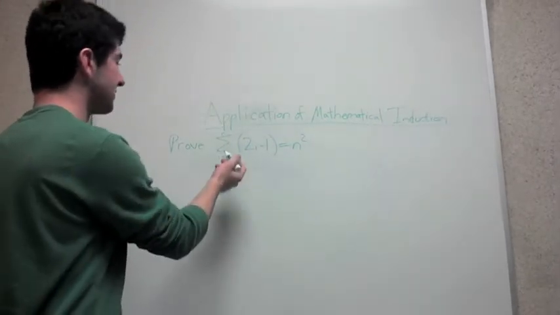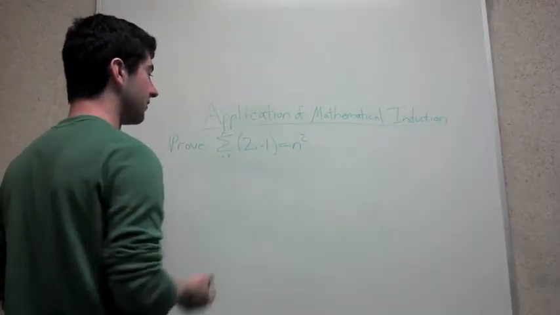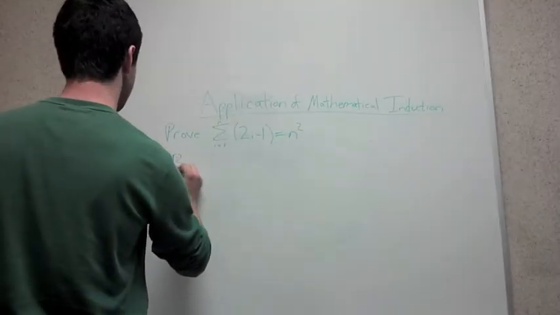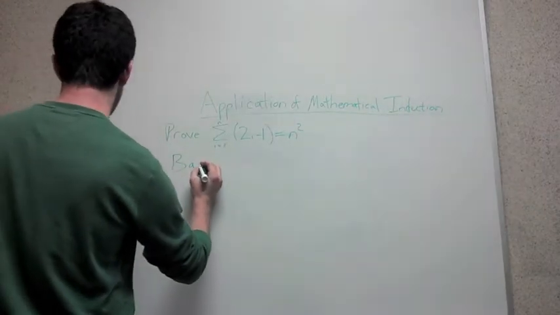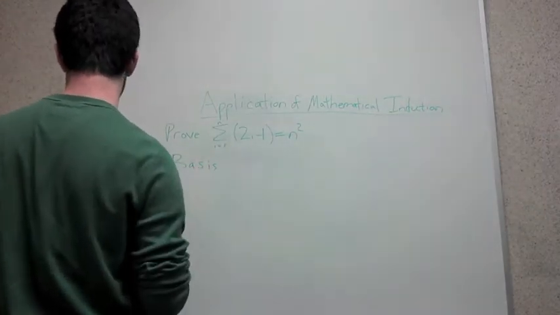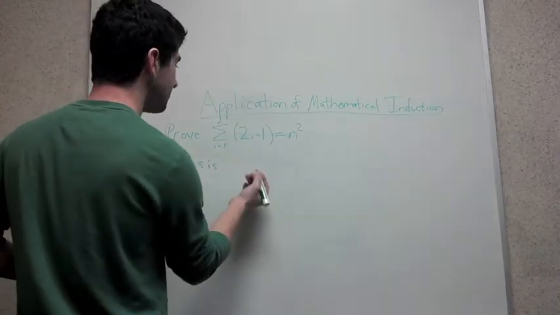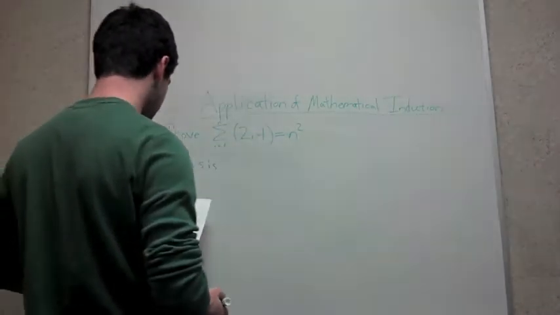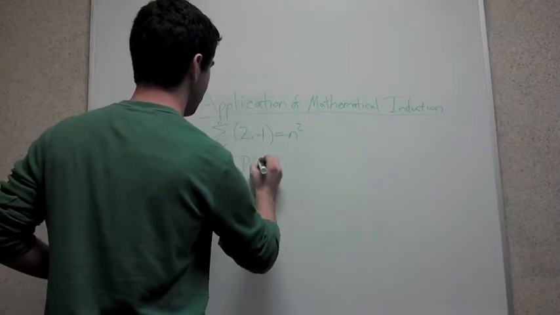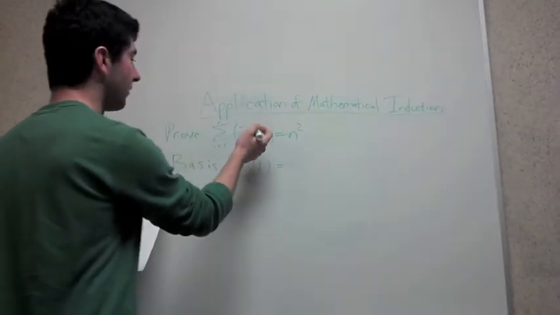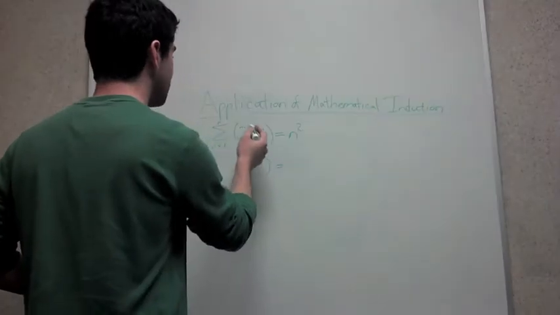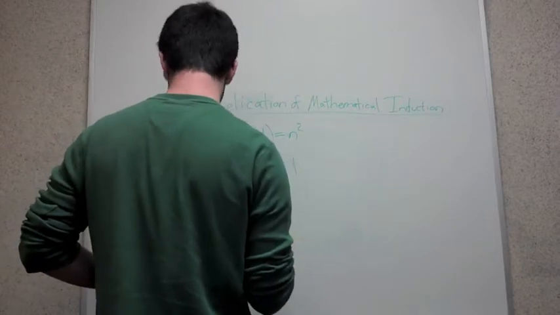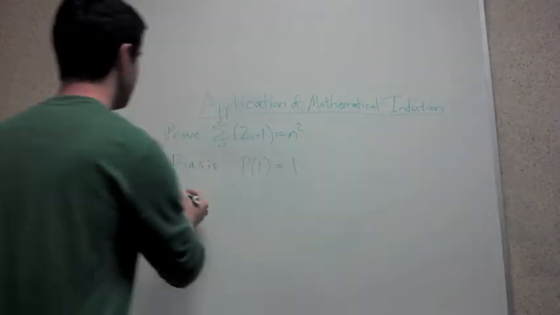If we take a look at this case, the summation from i equals 1 to n of 2i minus 1 equals n squared, we'd start with our base step. Now, the base step is where we verify the discrete case by hand, usually of 1 or 0, but it can be any term. So the base case in this example, we would do p of 1. So here, when we plug in 1 to i, we get 2 times 1 minus 1 equals 1. 1 squared is 1. So we prove that the base case is true.